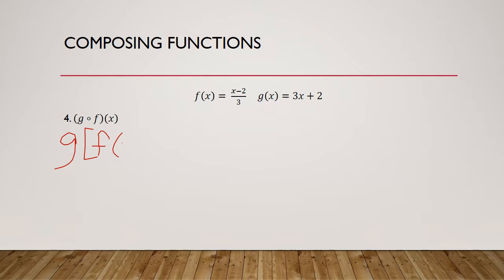Let's replace my x's with f of x. g of f of x. So that's g of x minus 2 over 3.